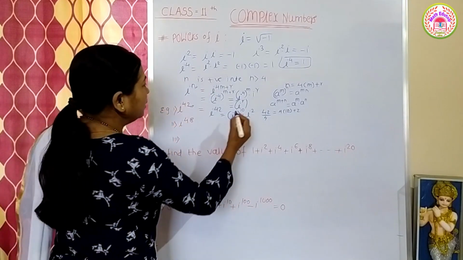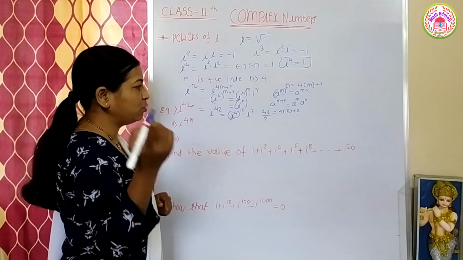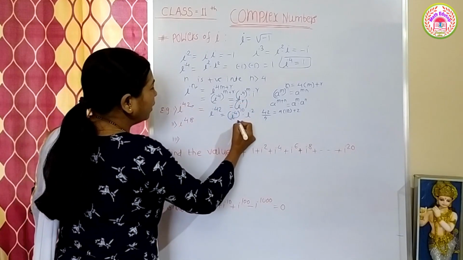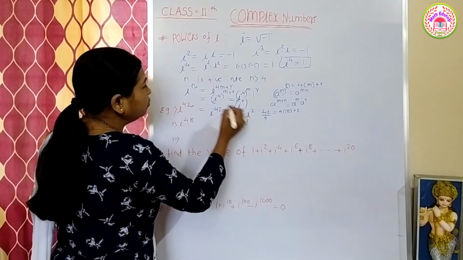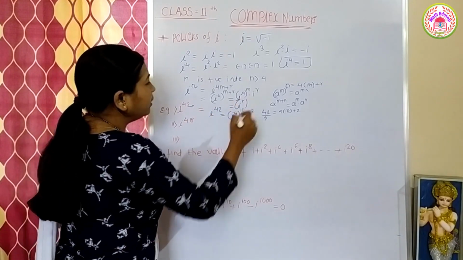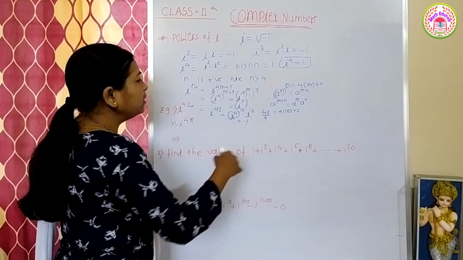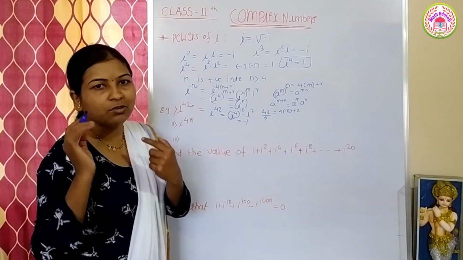i raised to the remainder value is our answer. Then i raised to the remainder, i raised to 2, this is our answer, because i raised to 4 is 1, 1 raised to 10 is 1. So i square की value क्या है? -1. Means i raised to 42 क्या है? -1. Okay. Then how to find: if multiples of 4, take it as 1 because i raised to 4 is 1. And whatever the remainder, just take i raised to the remainder value, which is our answer.